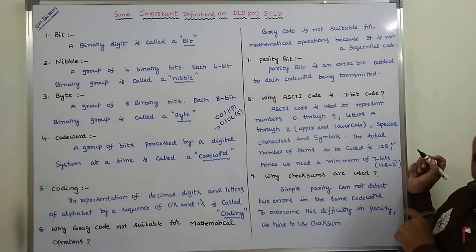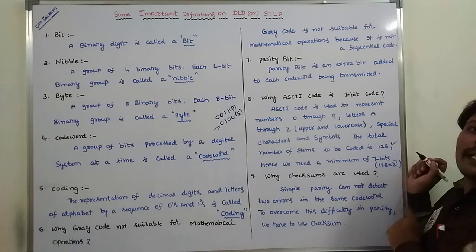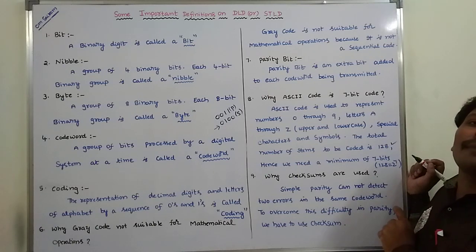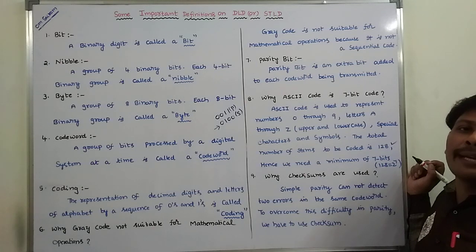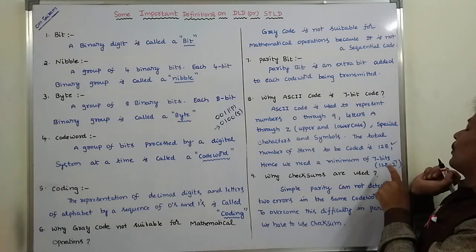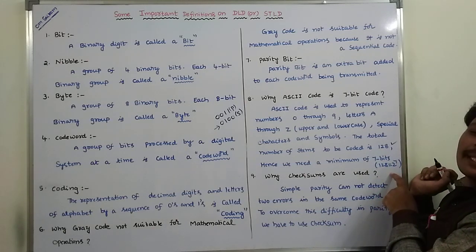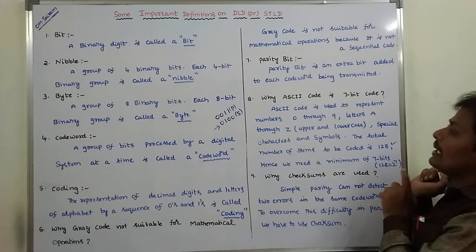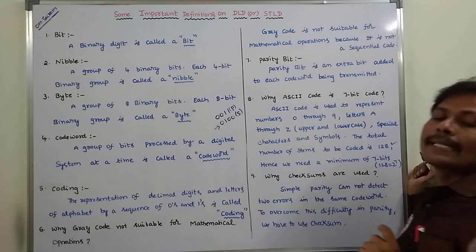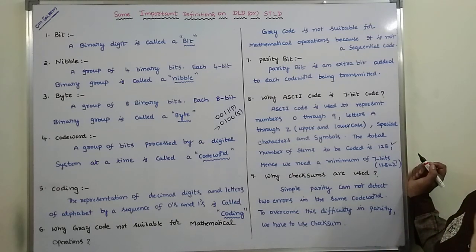128. Okay, for representing this 128, how many bits are required? That is 2 power n bits are required. So 128 can be represented as 2 power n. Here n is equal to 7. Then it can be called a 7-bit code. So ASCII code is a 7-bit code.